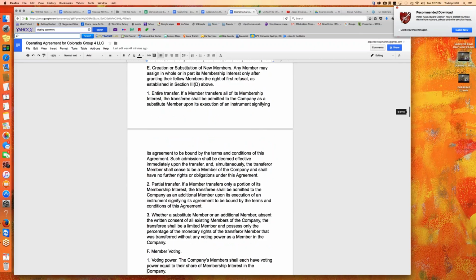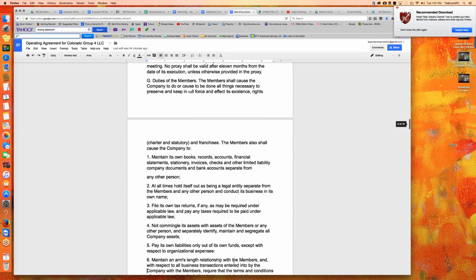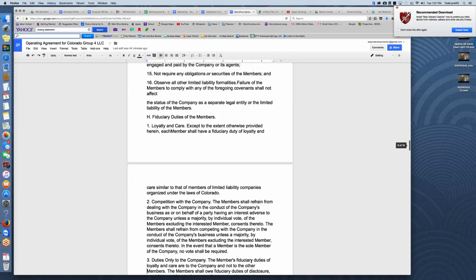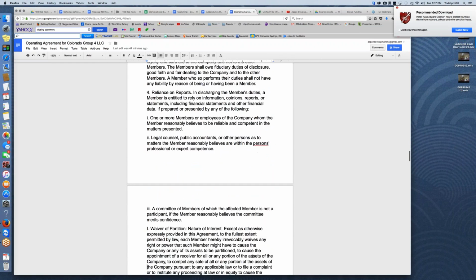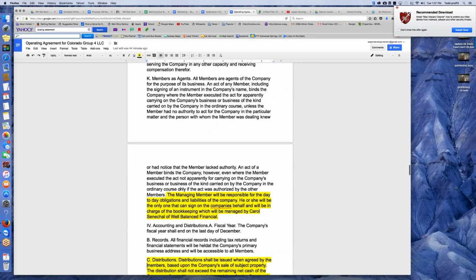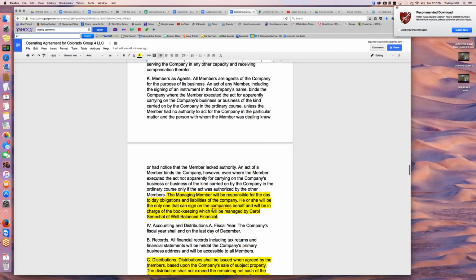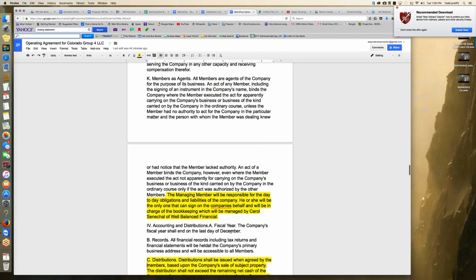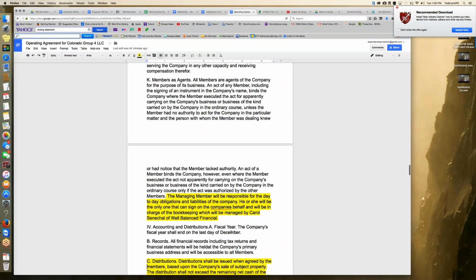Going through, I'm sorry, it's a lot, of course, being an operating agreement, but I wanted to go through some of the highlighted material so that you're real clear on how we're operating. Then, of course, the managing member will be responsible. We just kind of reviewed this, the day-to-day obligations and liabilities. He's the only one, or she's the only one, that can sign on the company's behalf, just to keep it simple, so there's not too many cooks in the kitchen, as they say.